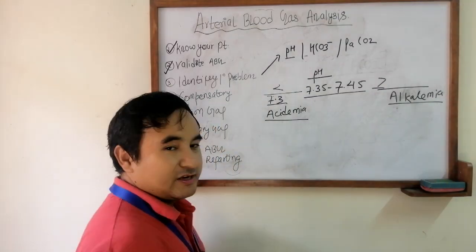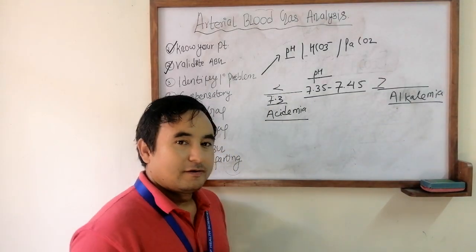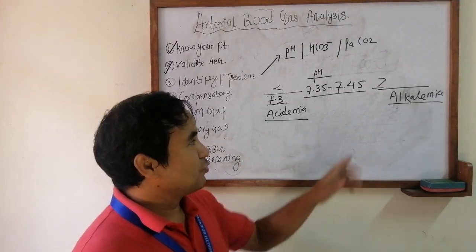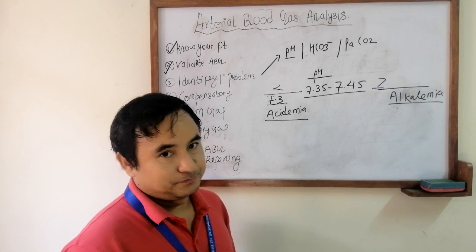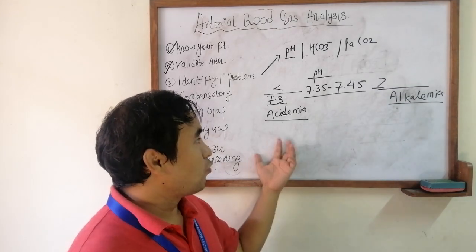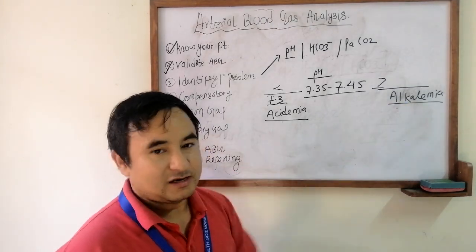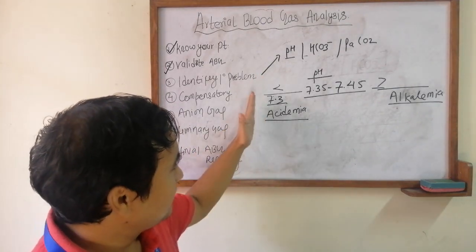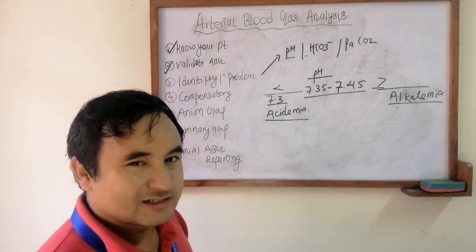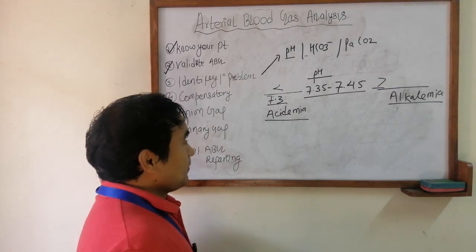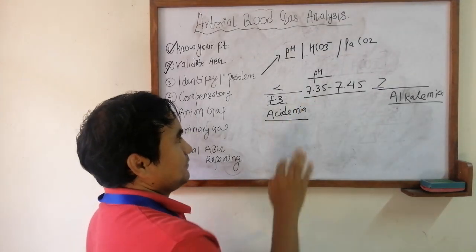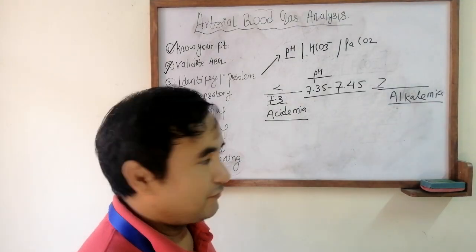So decrease in pH less than the normal limit is acidemia, increase in pH more than the normal limit is alkalemia. But we have to know because of what there is acidemia or alkalemia. So if someone presents with an ABG report of 7.3, you can say there is acidemia. But there are two conditions that can decrease the pH less than 7.35.